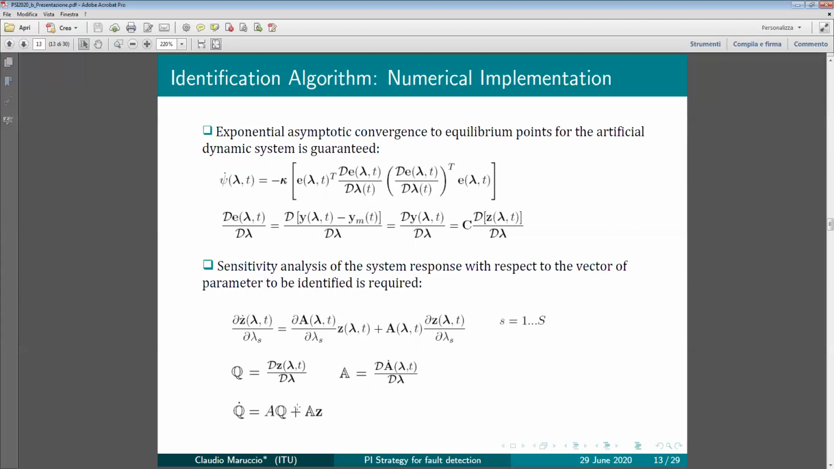The condition of psi dot requires the computation of the directional derivatives of the error E vector with respect to lambda, that is a function of the directional derivatives of the system response vector Z with respect to lambda. To compute these sensitivities, we have to solve another dynamic problem that can be expressed again in the state space form as a function of Q dot and Q.